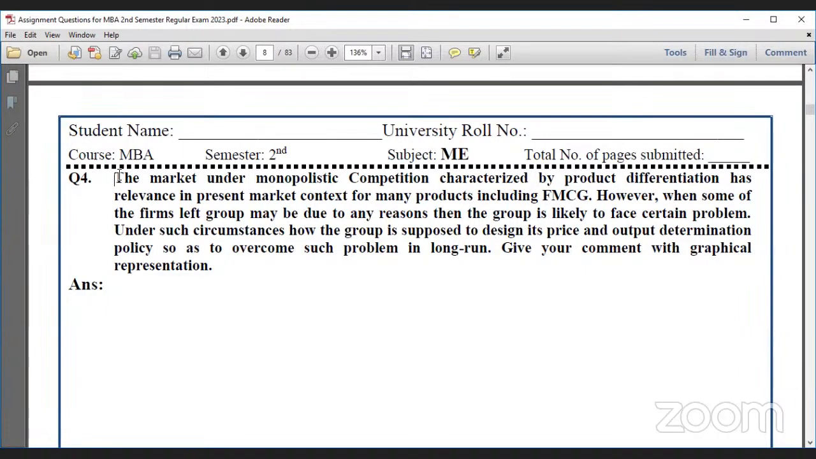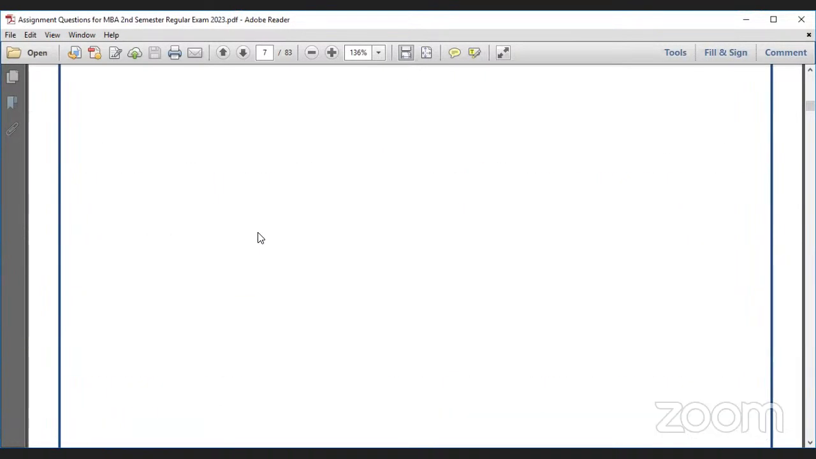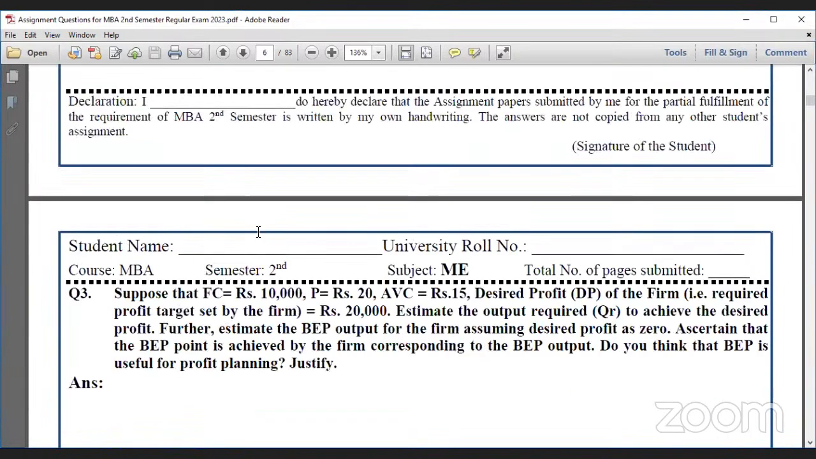Okay. So simply you can go to monopolistic competition, you just search, and how price and output is determined under monopolistic competition. Graphs will be available in the materials. Okay, we will discuss that as it is mathematical questions.